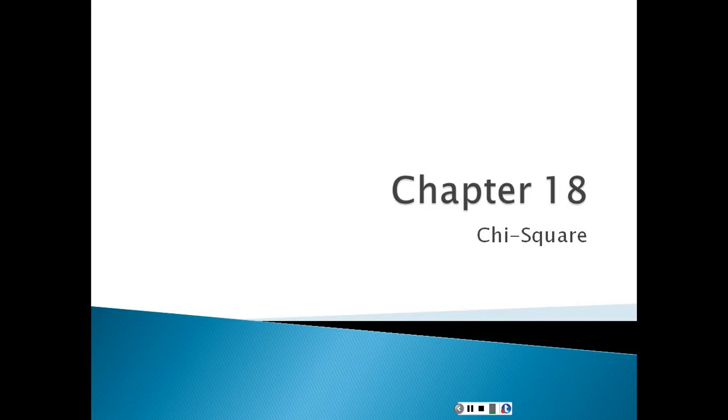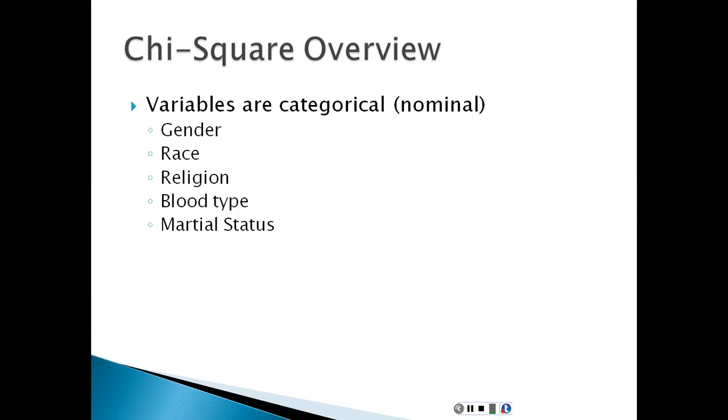This week we are focusing on Chapter 18, Chi-square. So far throughout the semester we've been working with variables that have been continuous, such as temperature, distance, weight, bank account balance, mood score, height, grade point average. Now we're going to shift gears and look at categorical variables this week.